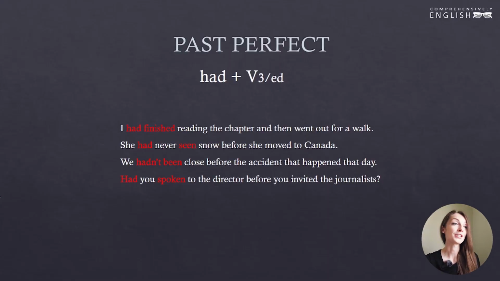We form the past perfect tense with the help of one auxiliary verb, which is had, and the main verb in the third form, or the main verb with the ending ed, depending on whether it is a regular or an irregular verb. I had finished reading the chapter and then went out for a walk. She had never seen snow before she moved to Canada.